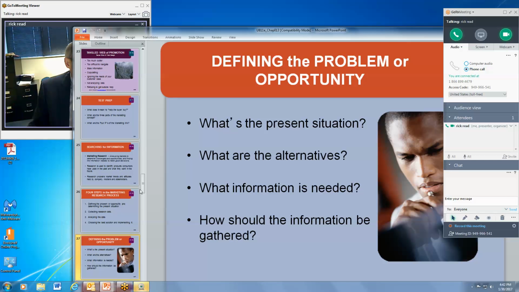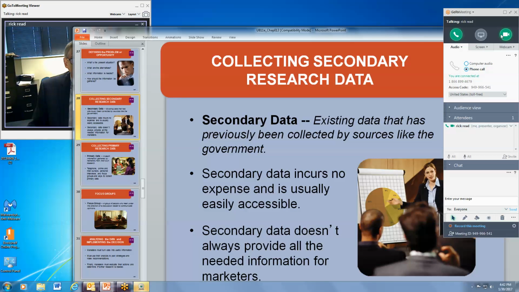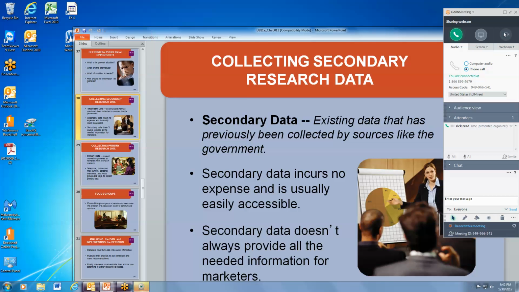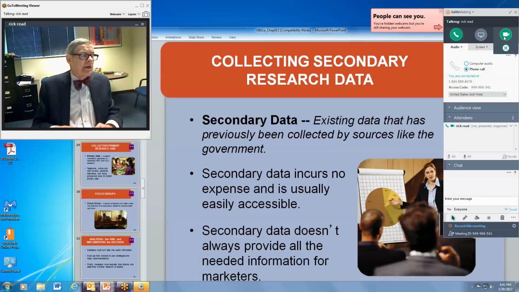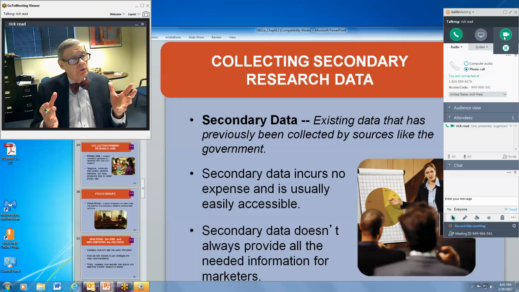Okay, let's move on here a little bit more about the research. The easiest data to gather is data which is known as secondary information. This is available to you many times without cost. You can get information from the Department of Motor Vehicles. You can get information from your local library. You can get it from other places that are available.